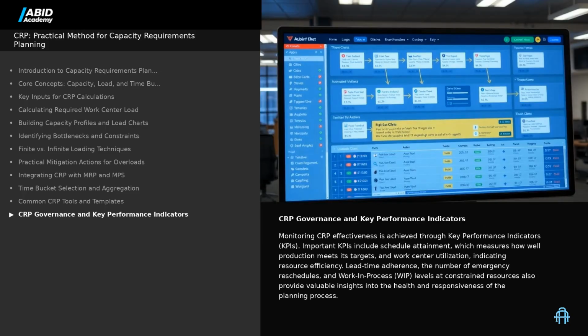Monitoring CRP effectiveness is achieved through key performance indicators, KPIs. Important KPIs include schedule attainment, which measures how well production meets its targets, and work center utilization, indicating resource efficiency. Lead time adherence, the number of emergency reschedules, and work in process (WIP) levels at constrained resources also provide valuable insights into the health and responsiveness of the planning process.